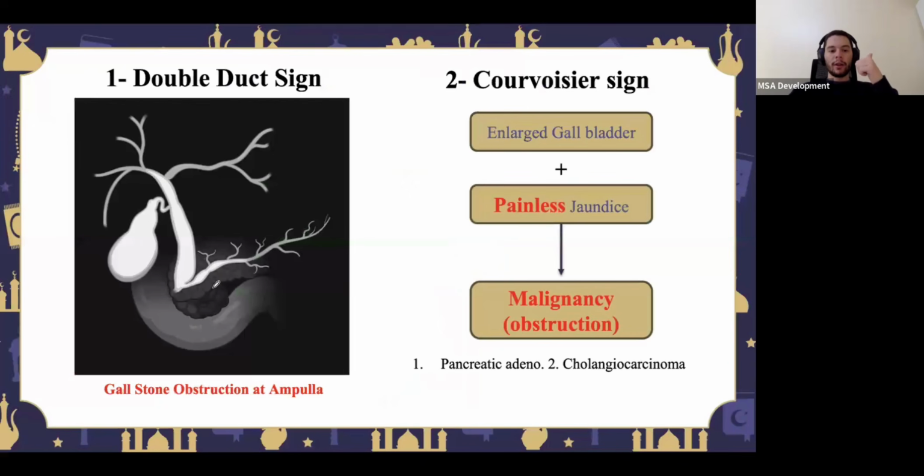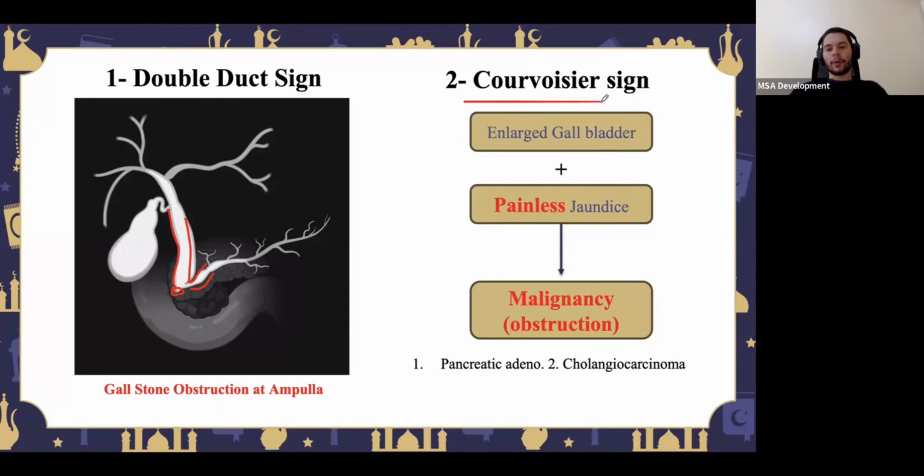The double duct sign essentially is when they take a certain image, mainly an MRI or a CT, and you can see over here that there is dilation of the common bile duct and dilation of the pancreatic duct. This is essentially what double duct means. And it signifies an obstruction at the ampulla of Vater. The double duct sign is an important marker for gallstone obstruction at the ampulla of Vater.